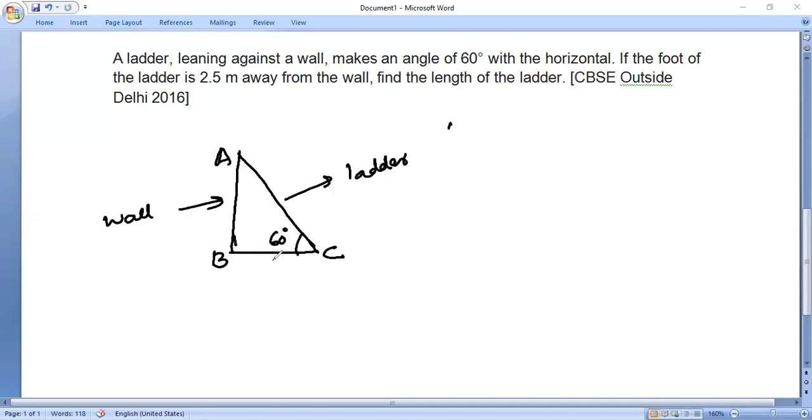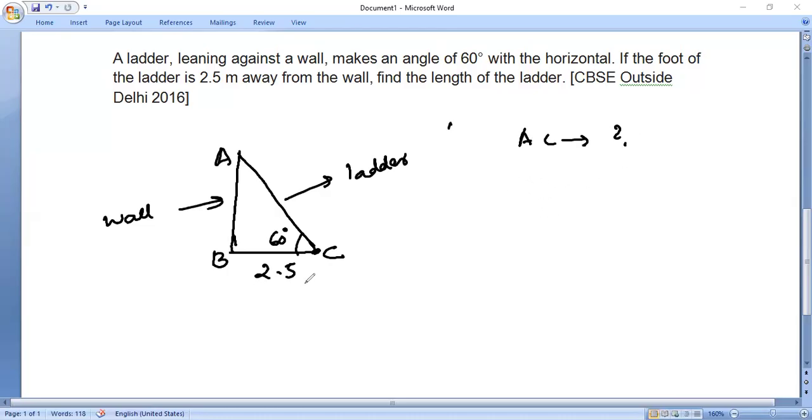The foot of the ladder is 2.5 meters away. This is the foot of the ladder, so C is 2.5 meters away from the wall. Find the length of the ladder. It's an easy question, a small, usual question only. They have asked you to find AC, the length of the ladder, right?